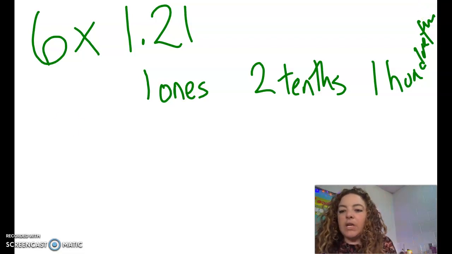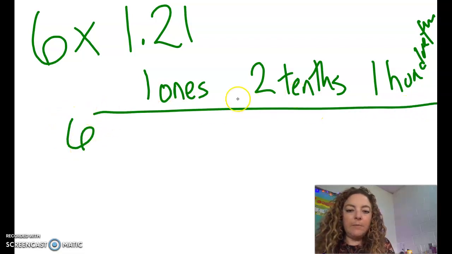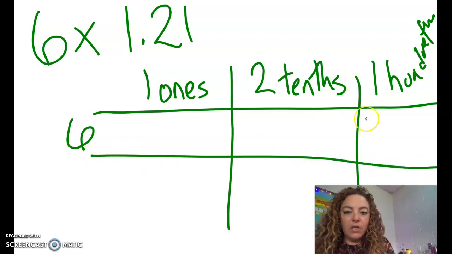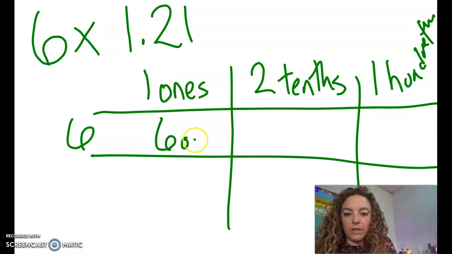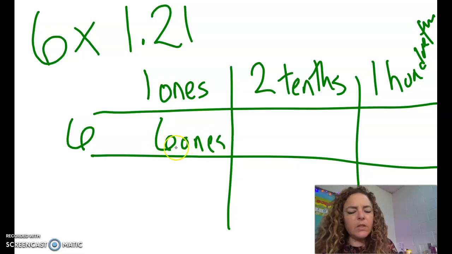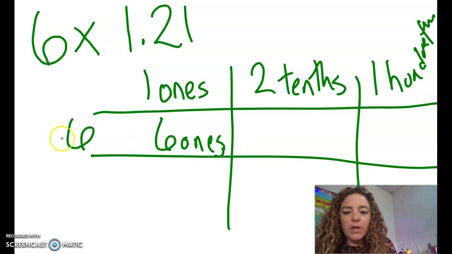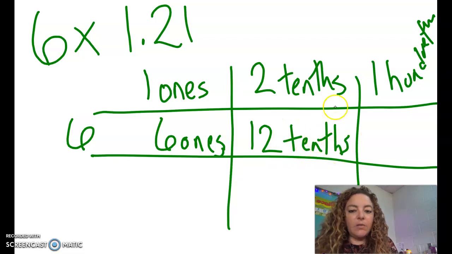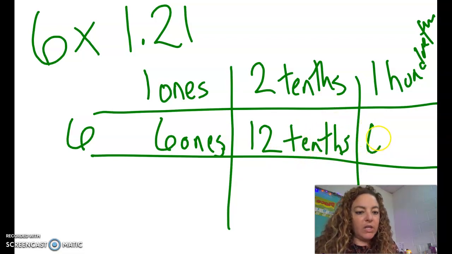Okay, and then we're going to do 6 times those, okay? So again, thinking about our place value. So 6 times 1 is, so we're going to have 6 ones, right? So it's just another way to show this. We're going to have 6 times 2, which is 12 tenths. And then we're going to have 6 times 1, which is 6 hundredths.